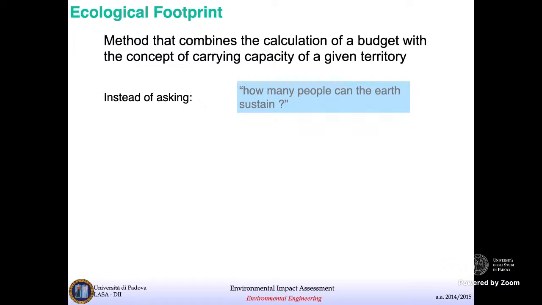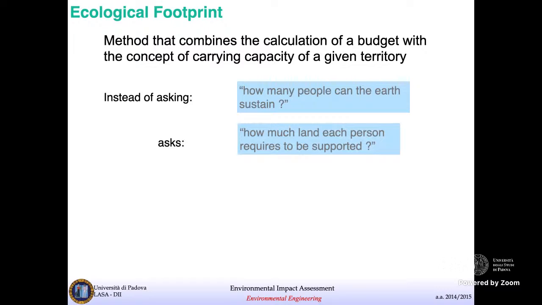Instead of asking how many people can be self-sustained, we may ask how much land each person requires to be supported. You understand, this changes completely the perspective from assuming that there is an unlimited quantity of resources and an unlimited capacity of waste disposal. We change the perspective by asking instead how much each person needs in terms of production of resources and waste disposal.